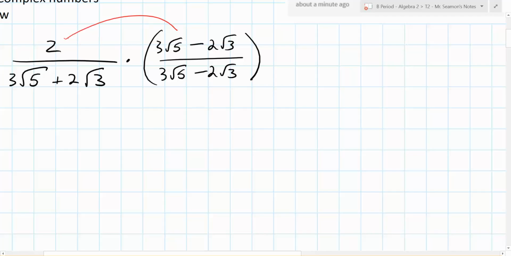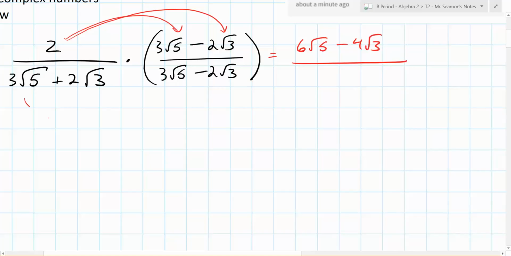Both things. On the quiz I'm going to give back to you today, some of you just multiplied it by the first thing. What's the numerator become? 6 root 5 minus 4 root 3. Exactly. The bottom, 3 root 5 times 3 root 5 is what?